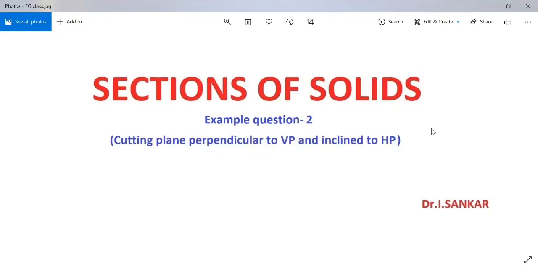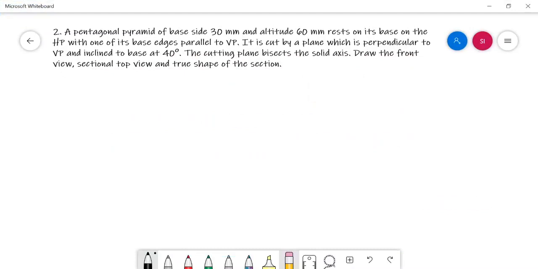Welcome dear students. In this video lecture, we are going to solve a problem in the sections of solids chapter under the category cutting plane perpendicular to VP and inclined to HP. Let's go and solve the problem. This was the problem we are going to solve now.